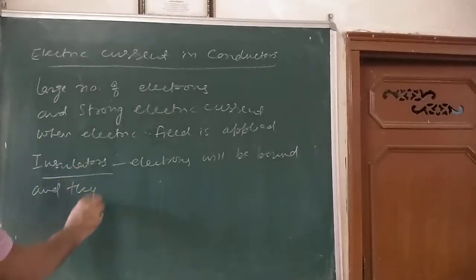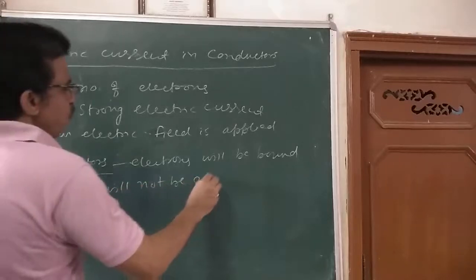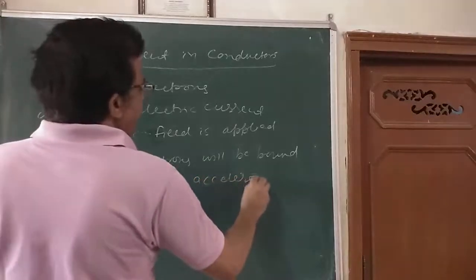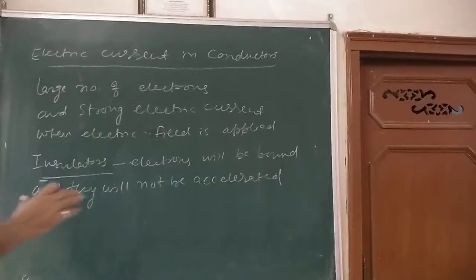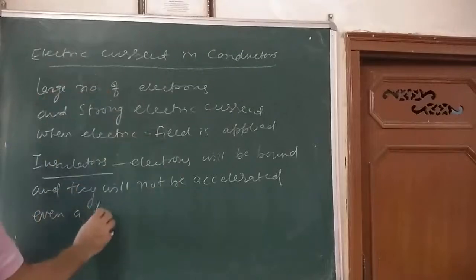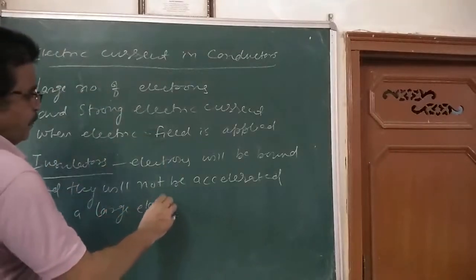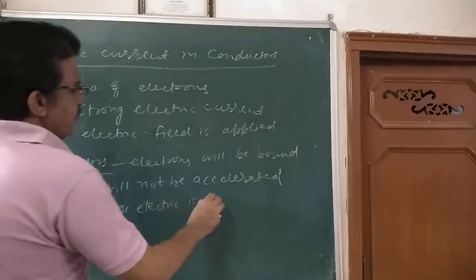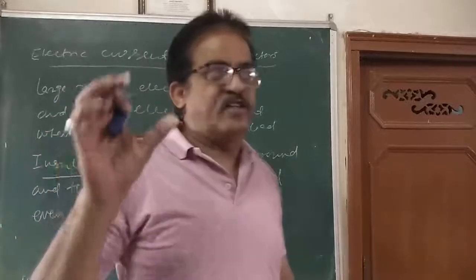even if the electric field is applied. They will not be accelerated even if a large electric field is applied. Is it clear? So this is the big difference between a conductor and an insulator.